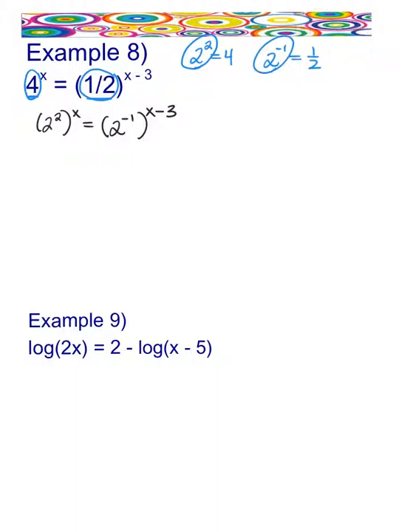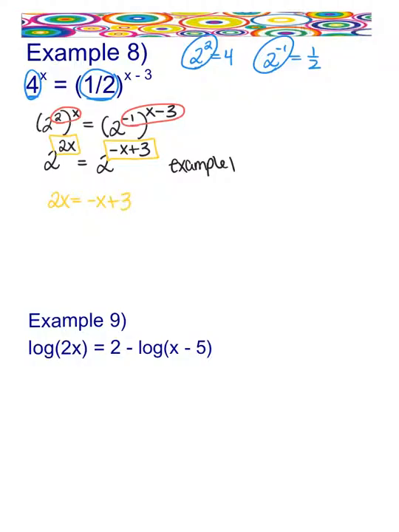Now using properties of exponents, I know when I have a power to a power, I'm going to multiply these. So I end up with 2 raised to the 2x equals 2 raised to the negative x plus 3. And now this turns into a problem just like example 1, where if you have 2 raised to the 2x, and that is equal to 2 raised to the negative x plus 3, well, that means that 2x has to be equal to negative x plus 3.